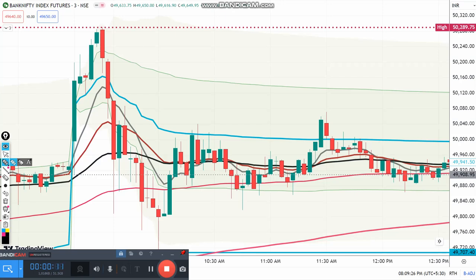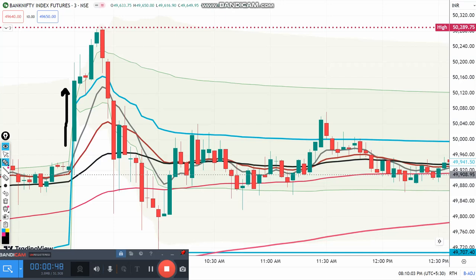So market opened flat actually. It opened gap up, and then the market went down. It received support from 9, 21 and 50 MA. So the market received support from the 9 EMA, 21 EMA, and 50 EMA, and it went into VWAP actually.